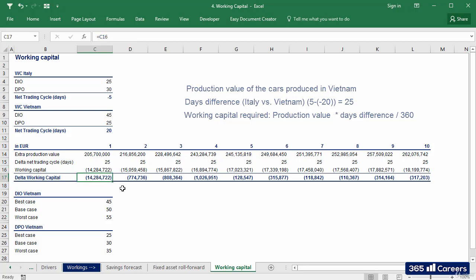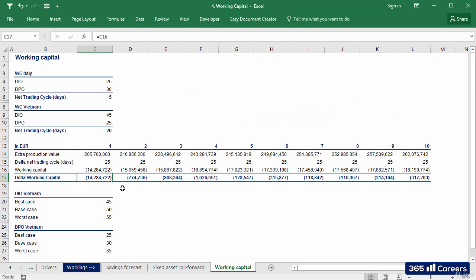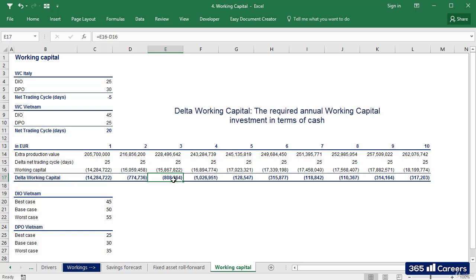See what we did here? We calculated the difference between the net trading cycles of the two plants and then obtained the working capital necessary for the new plant. We had to calculate delta working capital to see the actual cash investment necessary each year. This will be important when calculating cash flows.